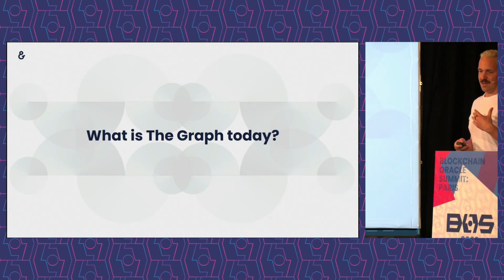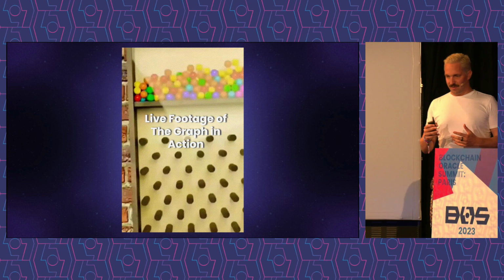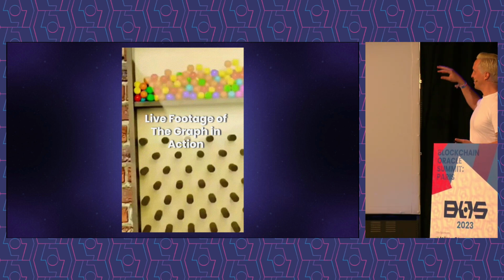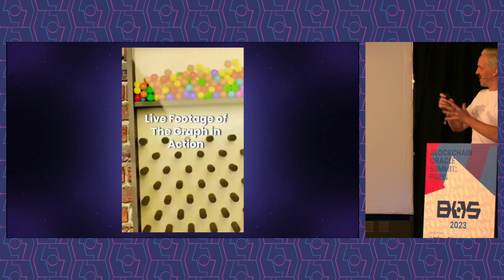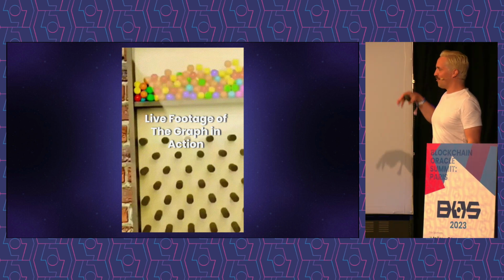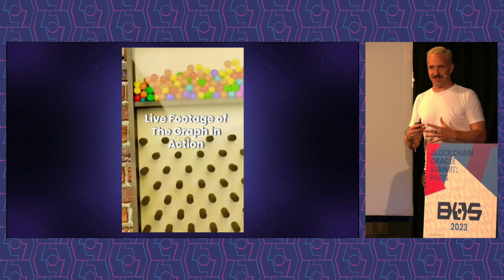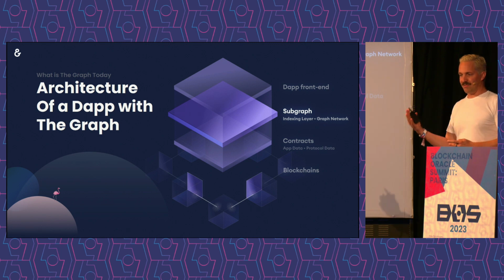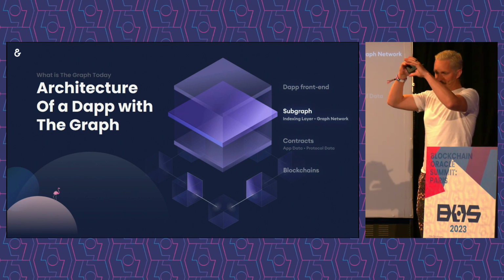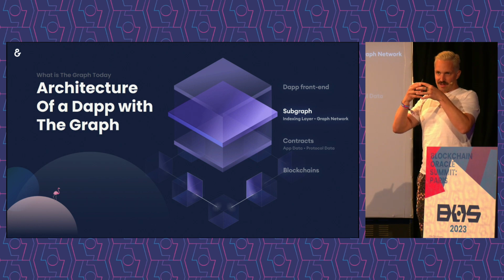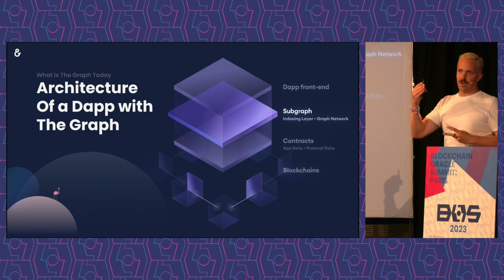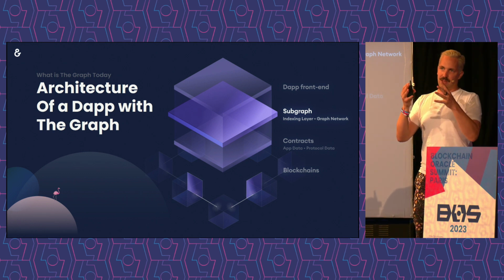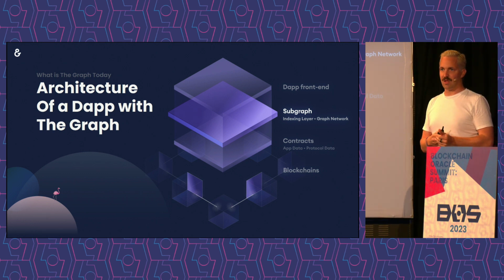So just a quick recap, what is the graph today? So it's a PDF. That is a GIF otherwise. So the graph is basically taking that mess of marbles and organizes it, and that's what the graph does on data, of blockchain data. So it's very well known for this middle layer in between a front end and the contracts as the data layer that provides the data for these front ends in a quick fashion. So it indexes the data on the blockchain, prepares it so that the front ends can quickly use it.